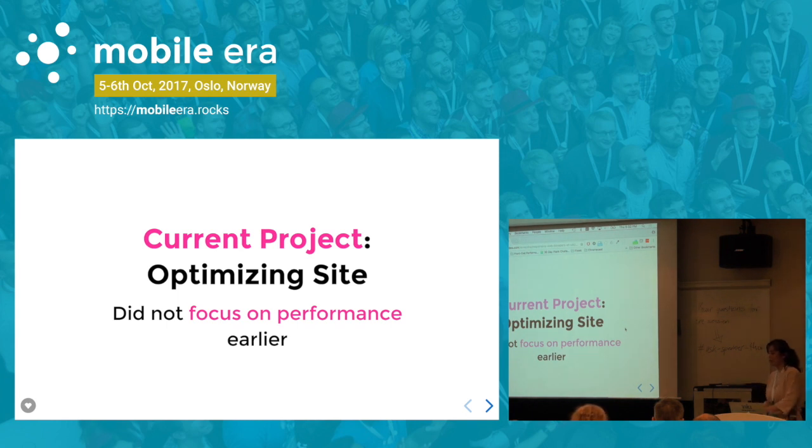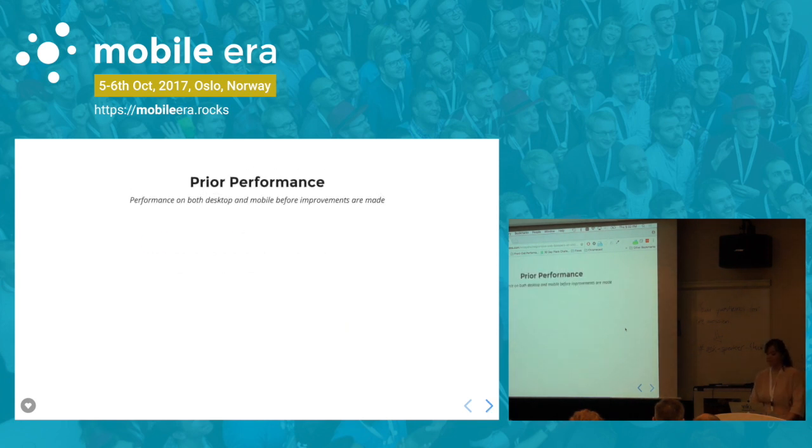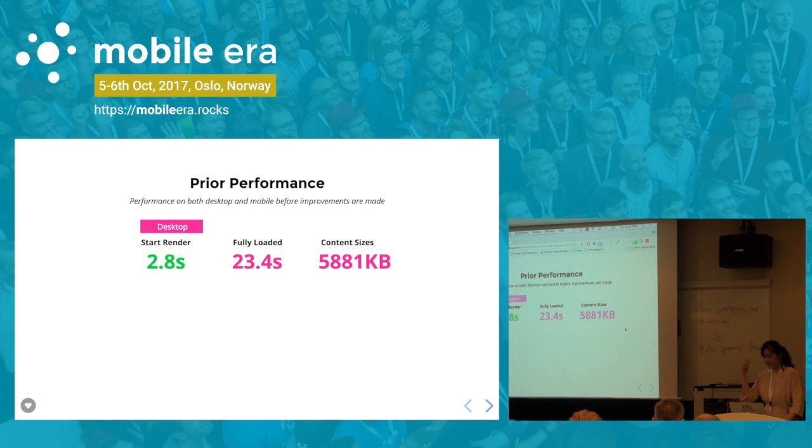But I want to talk a little bit about our current project, which we've been doing for the past month, which is basically optimizing the site. As I said before, Viki is not originally a responsive site. It was a non-responsive one, so we never really cared about how fast it is on mobile. Prior to the performance exercise, our site worked well on desktop, and the start render is pretty low, about 2.8 seconds. But of course, the fully loaded content is big because Viki itself is very image heavy.